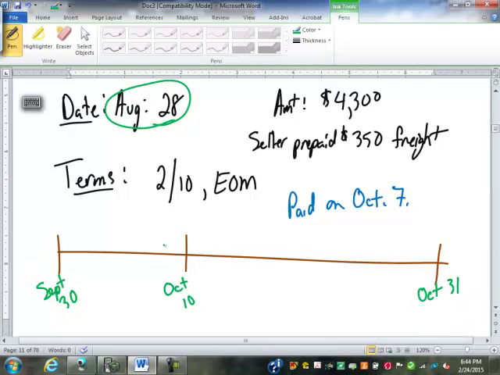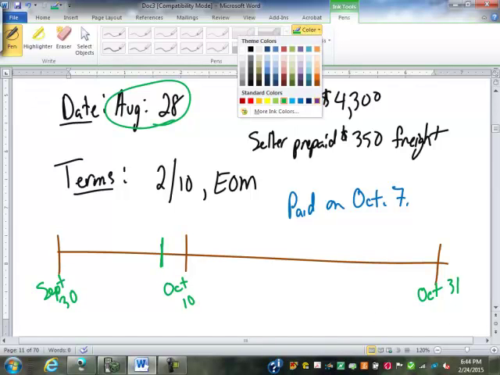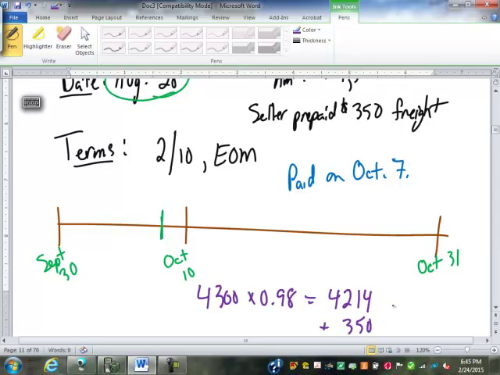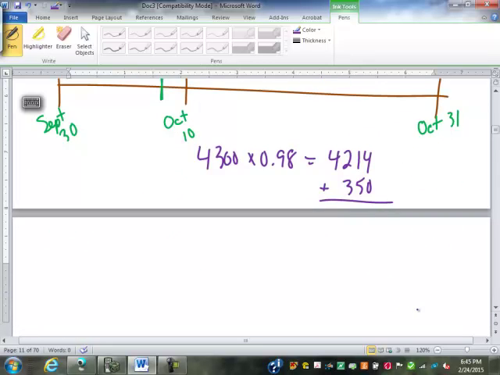So we've established that on October 7th they do get the discount of 2%. So how are we going to calculate from there? 4,300 times 0.98. Very good. So it's going to give us 4,214 plus 350. So 4,564. Look right? Yep. Cool.